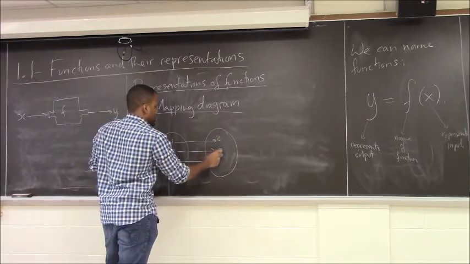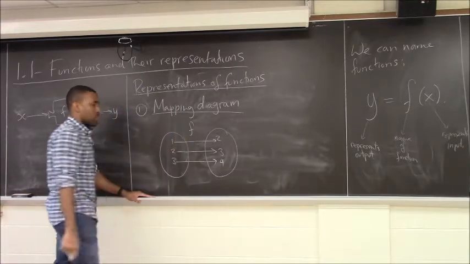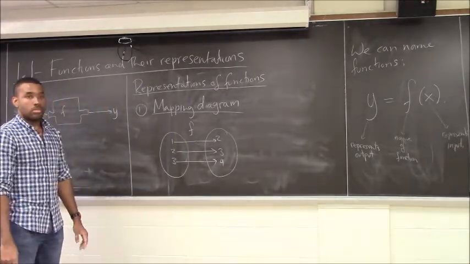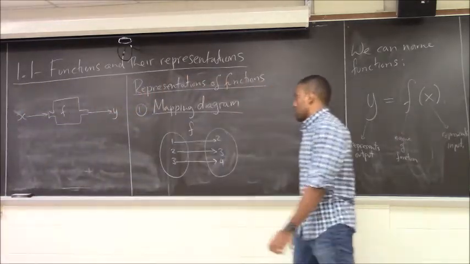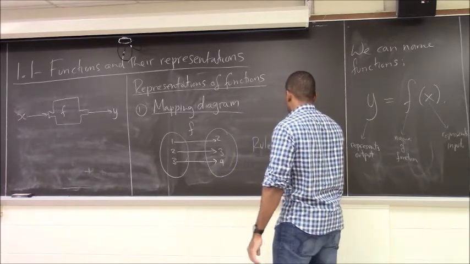So let's say this is 2, and this is 3, and this is 4. So this is describing a function f. What is the rule? Can you see the rule? Yeah? f of x equals x plus 1. So the rule here is to add 1.